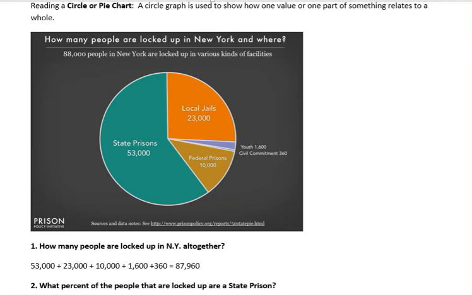Hi, it's Carly McAvoy. I want to talk about circle graphs or pie charts today. A circle graph is used to show how one value or one part of something relates to the whole.